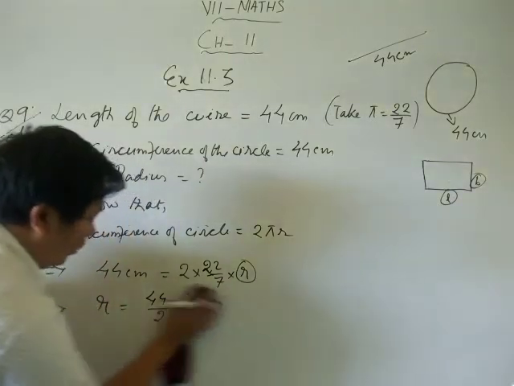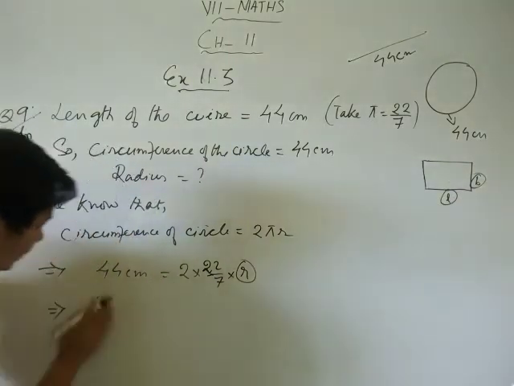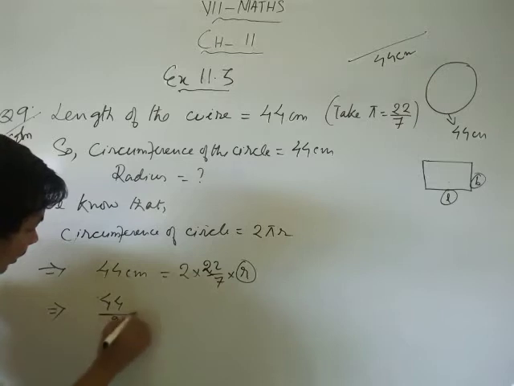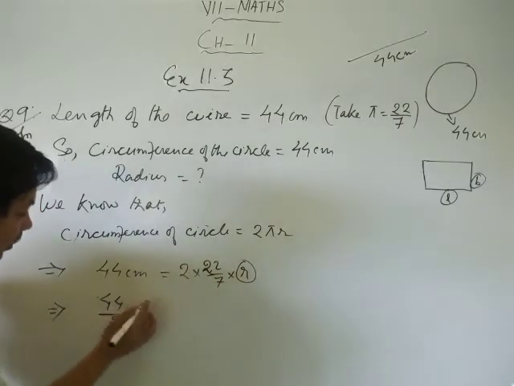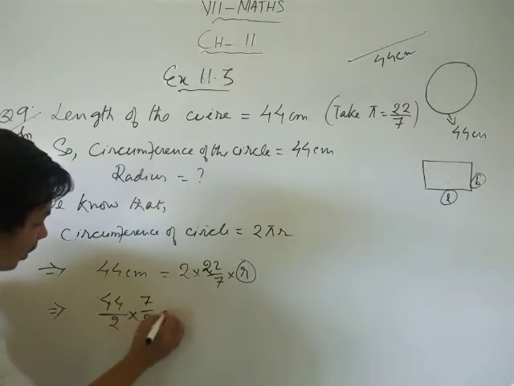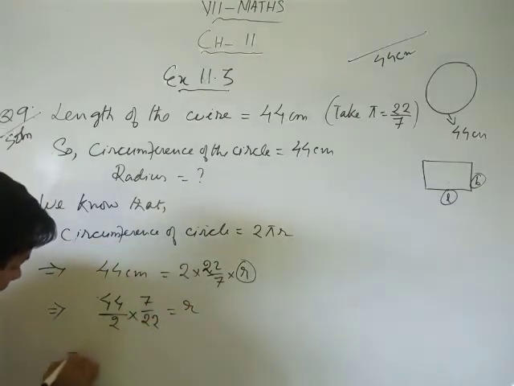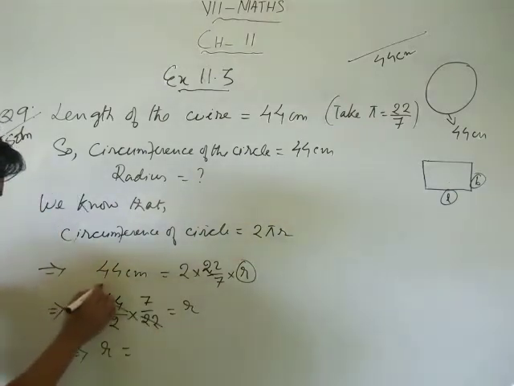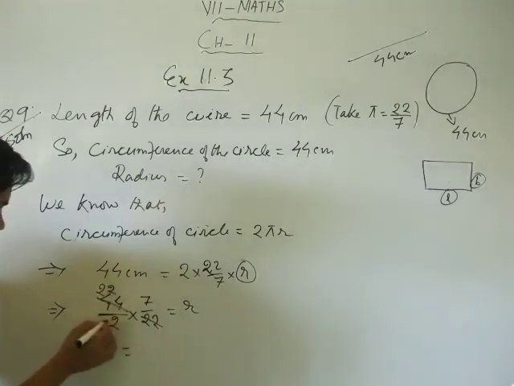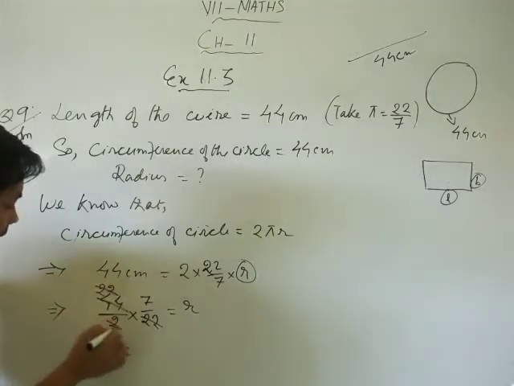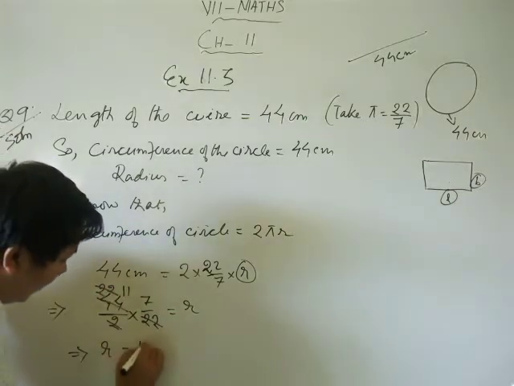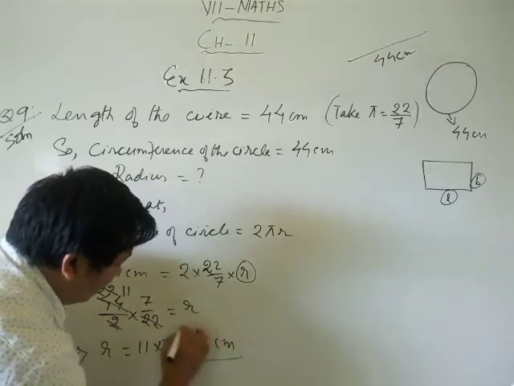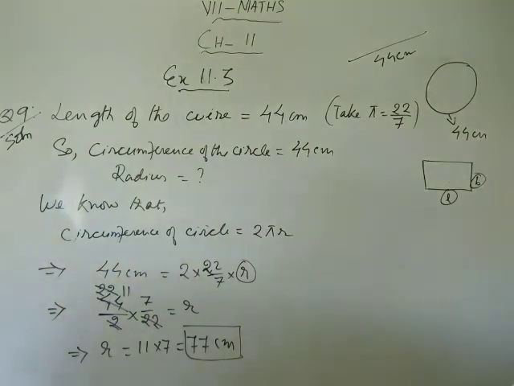If you don't understand this, I'll show you here. Here we have 44, so 2 will be here and it will divide. Then into, if you bring 22 by 7 here, it becomes 7 by 22. And only r is equal. So we have r is equal to, you see this 22 and this 44 will cancel, it will become 22. Then this 2 and this 22, 11. So we are getting 11 into 7, that is equal to 77 centimeter.